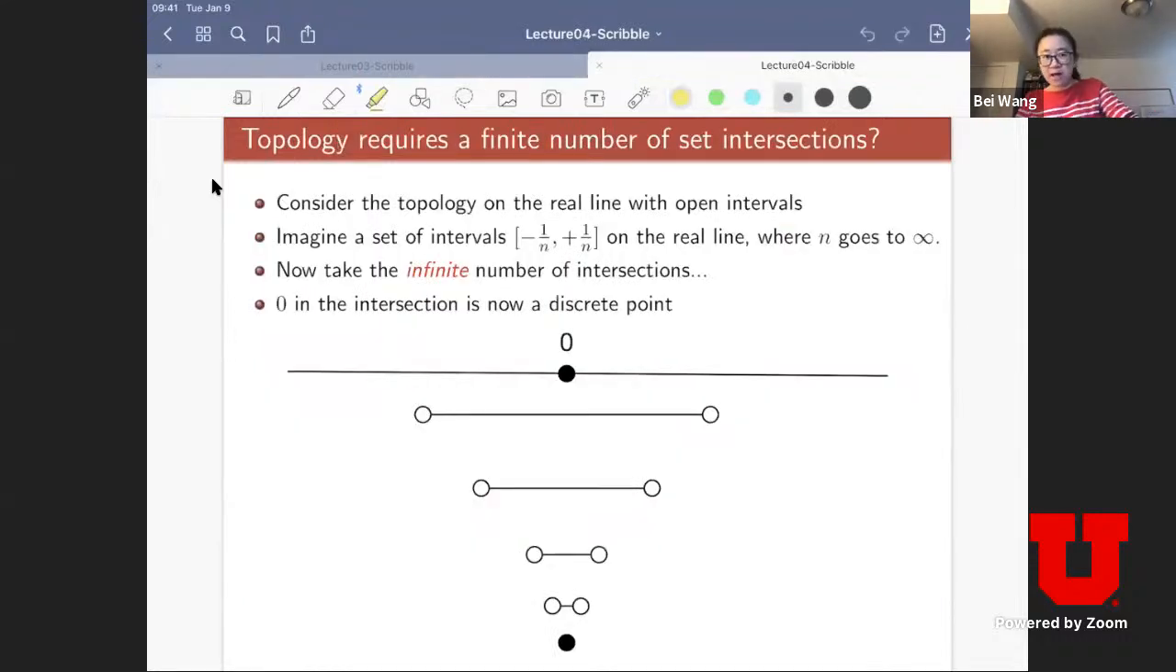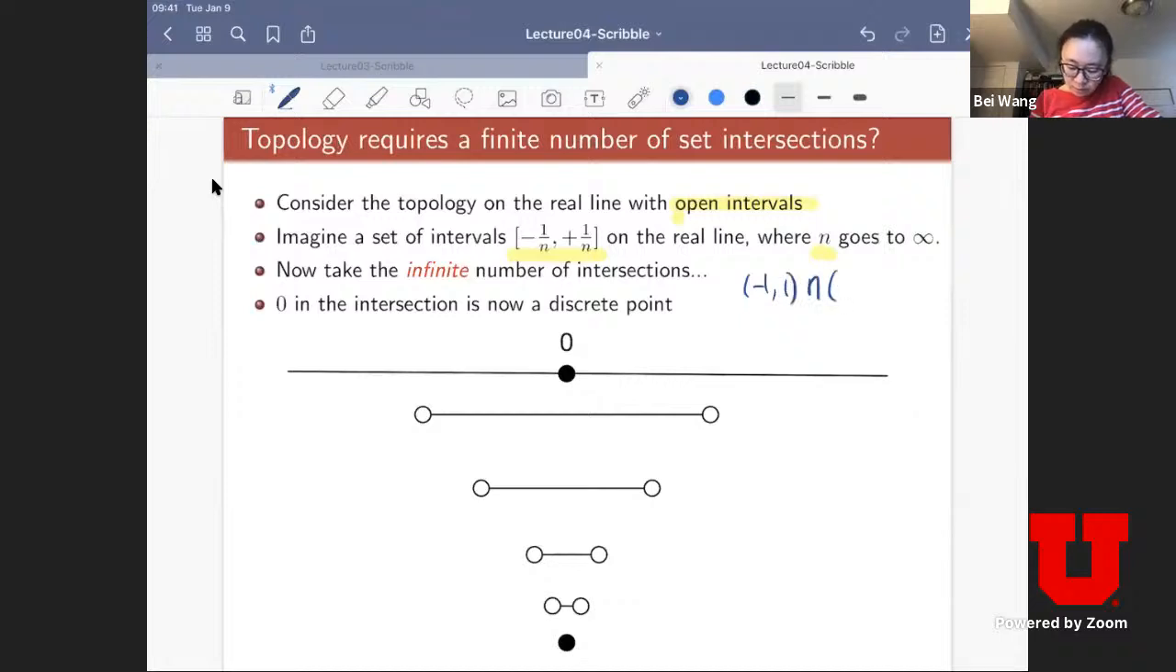One of the reasons is, why does topology require a finite number of set intersections, not an infinite number? If I'm talking about a topology on the real line, the elements there, the open sets, are open intervals. Then I'm going to take the set intersection where the set is minus one over n to plus one over n. Now, instead of asking for a finite number of intersections, I'm going to look at an infinite number, so n goes to infinity. So what I'm computing is, let's say n is equal to one, so it's minus one to one.